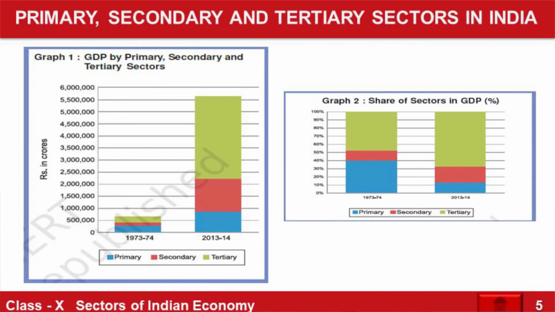So can we open this graph 1, GDP by primary, secondary and tertiary sector. Here we have a comparative study of the 73-74 financial year with the 2013-14 financial year. You can see easily that in 73-74 the total income was also less, and in the blue box we can see maximum people were engaged in primary sector. In the next bar of 2013-14 we can see the green part has increased, so that means the tertiary sector has increased. So 3 sectors are shown here.